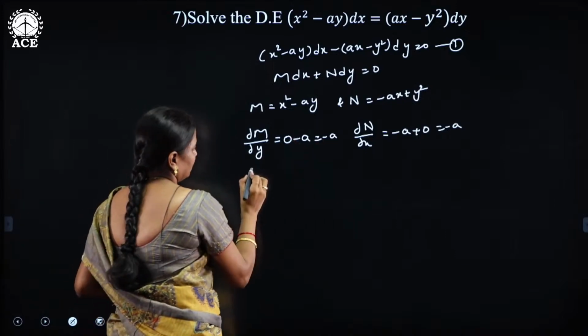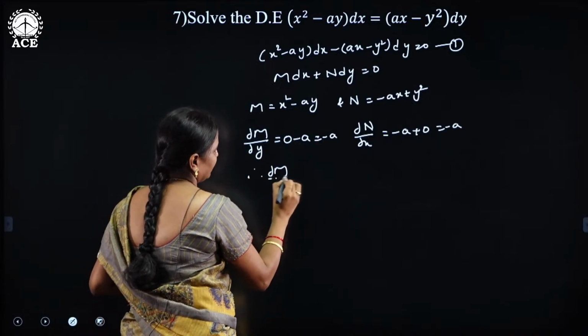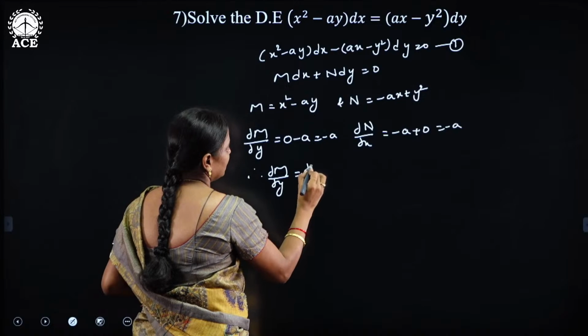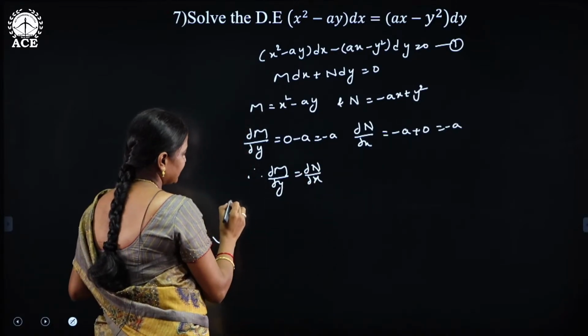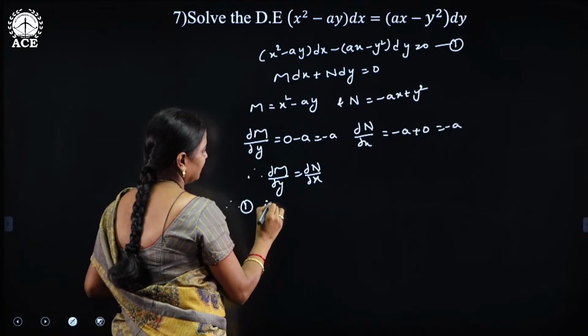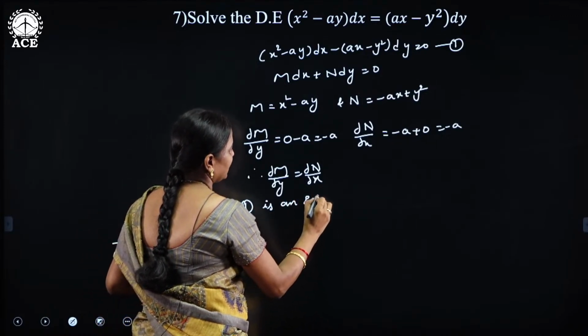So from these two we can write dou m by dou y is equal to dou n by dou x. Equation 1 is an exact differential equation.